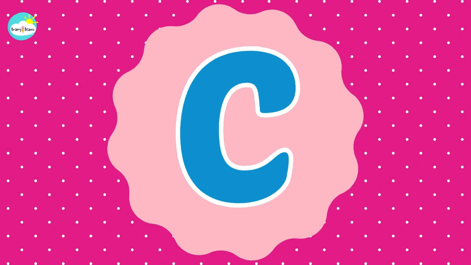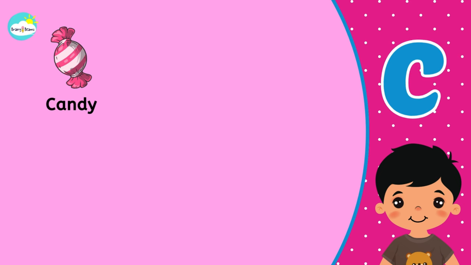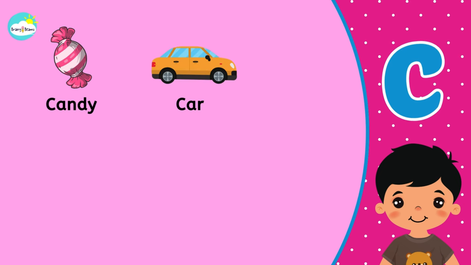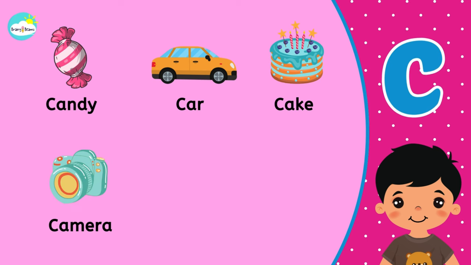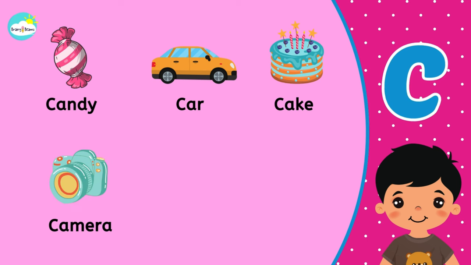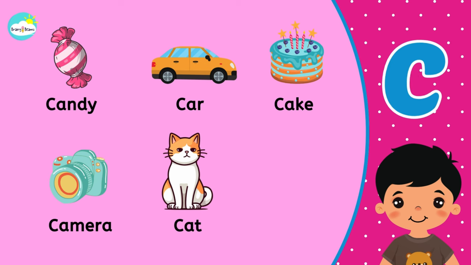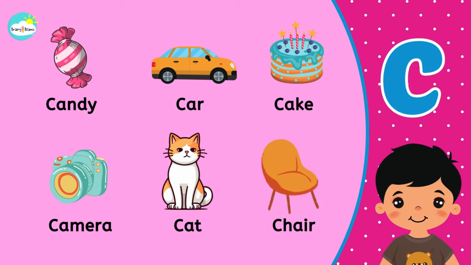C. C is for candy. C is for car. C is for cake. C is for camera. C is for cat. C is for chair.